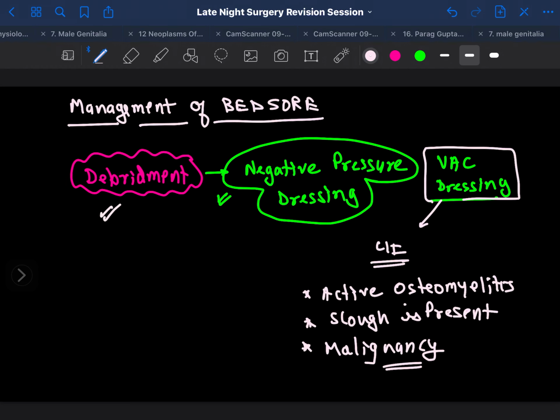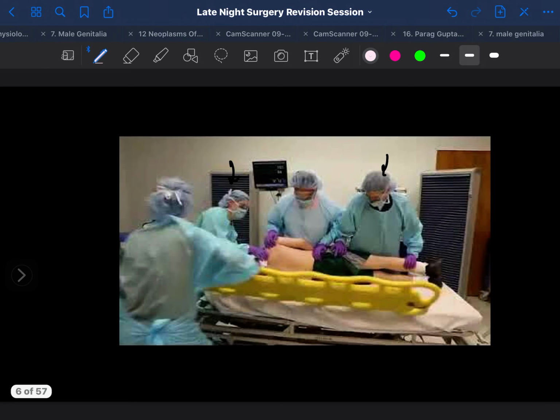How do you manage it? You go in for a debridement, followed by a negative pressure dressing, the VAC dressing. Negative pressure or the VAC dressing, one and the same thing. What are the conditions where they are contraindicated? The VAC dressing is contraindicated in acute osteomyelitis, if the slough is present at the base, or in malignancy. These are the places where it is contraindicated.